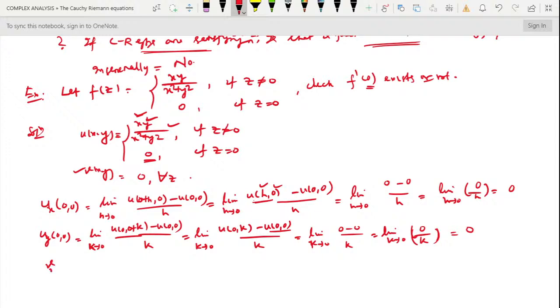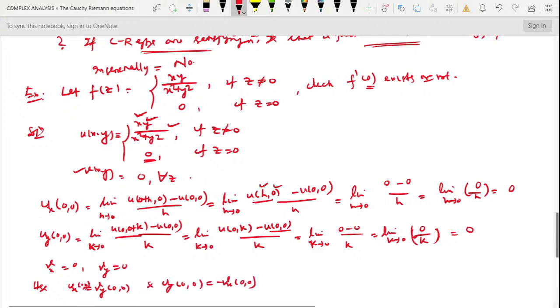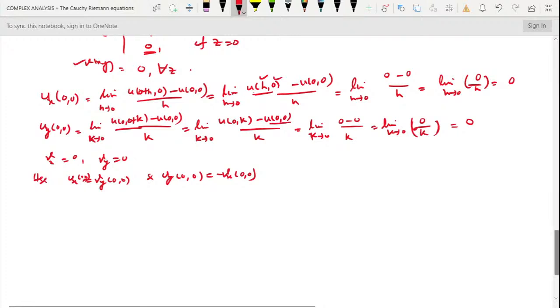And your v(x, y) is 0. So if you take the partial derivative with respect to x, it will be 0. Again vy will be 0. So you will see that ux at (0, 0) equals vy, and uy at (0, 0) equals minus vx at (0, 0). So you can say the CR equations are satisfied.